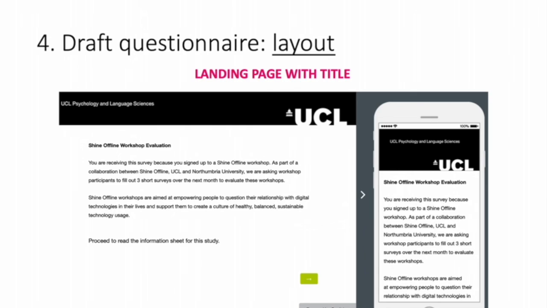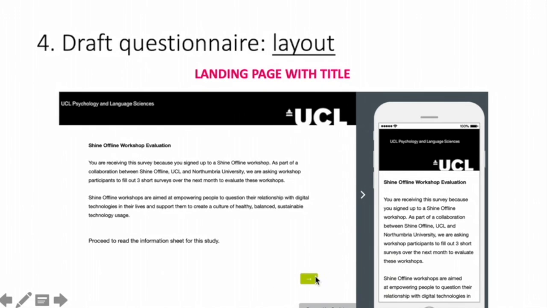The next part in drafting a questionnaire is thinking about the layout. So this is an example of a digital questionnaire, and I'll go with this because it's generally the most common one and more practical to disseminate. So you want to start off with a landing page, one that has a title. So this was a project I did a few years back in collaboration with UCL, and it was about some workshop evaluations. So there's a landing page with a title and a very short brief information.